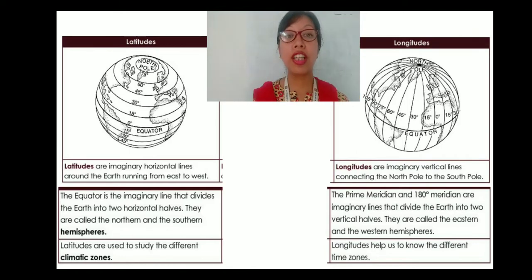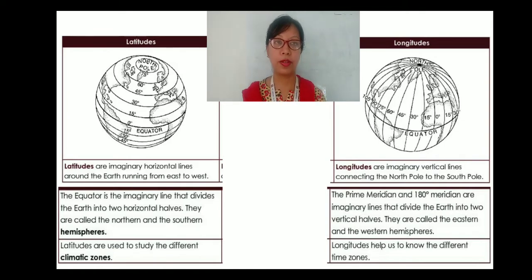The latitudes are used to study the different climatic zones. So with the help of latitudes, researchers, scientists or weather reporters study the climatic zones, which region has what kind of climate, etc.